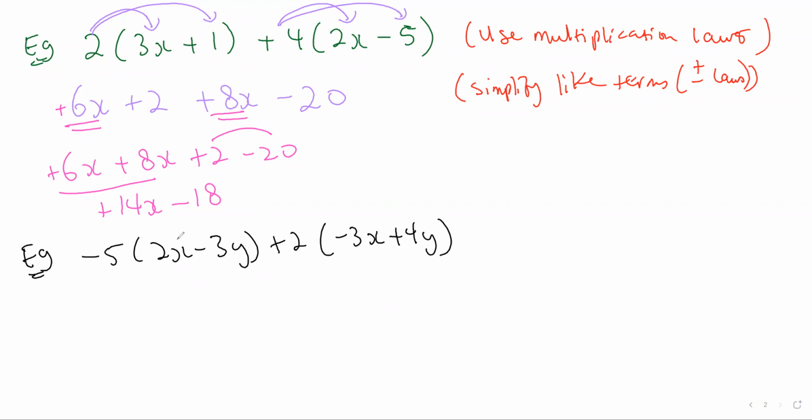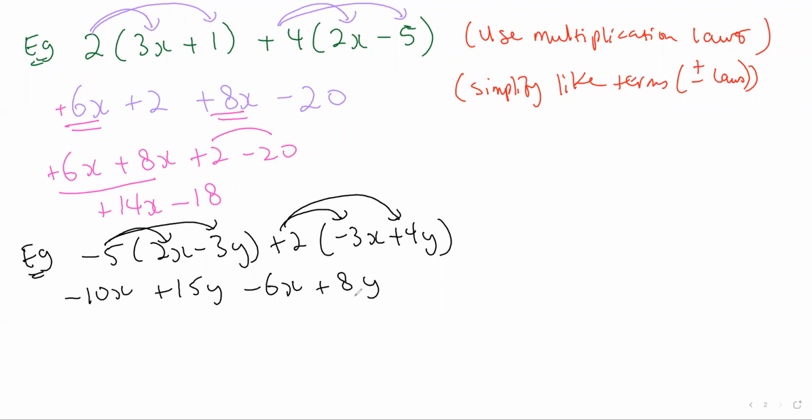All right, so let me expand. Use the distributive law. 5 2s are 10, so this is negative 10x plus 15y. And we go here, we get minus 6x, and then we get what? Positive 8y.